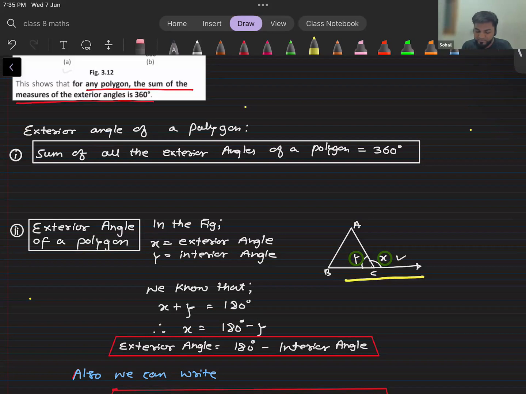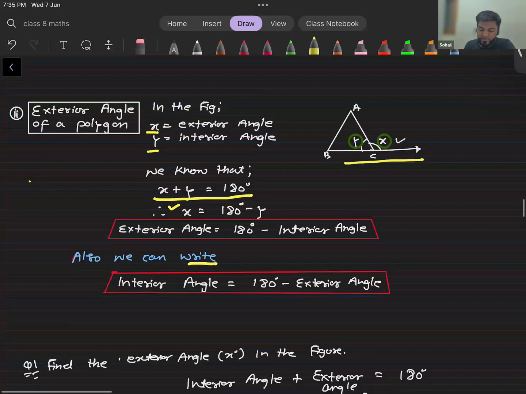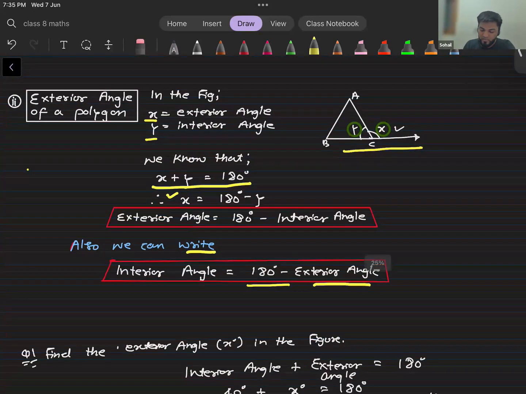See in this figure, you are provided with exterior angle X and interior angle Y. We know that X plus Y gives you 180 degree. So hence we can find X: 180 minus Y will give you the exterior angle. Also, we can write it like this: interior angle equals 180 degree minus exterior angle. Right, guys? Sir. Yes. Okay.